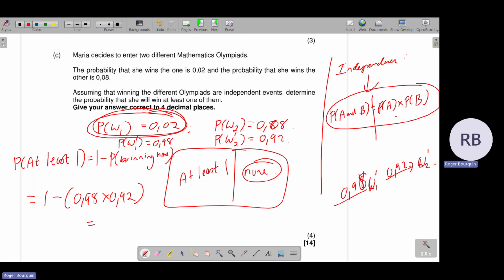What did you get? 0,906... 0,901? They've got 0,984. That's 1 minus the product. Sorry, I thought you were asking for the intermediate step. The final answer is 0,984. Sorry, the whole thing.